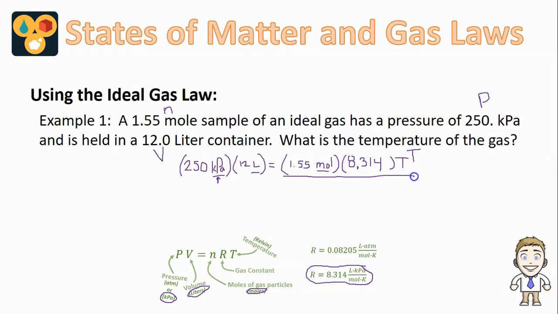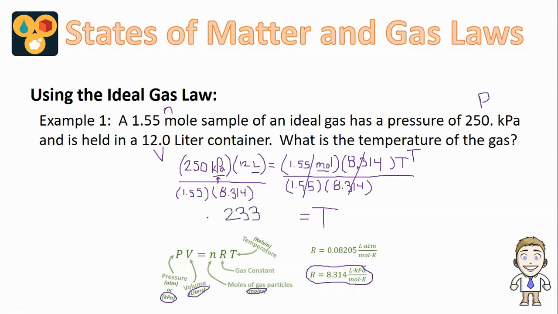I'm going to keep doing this all in one step and divide both sides by the 1.55 and the 8.314. Dividing both sides by those numbers will cancel them off here and here, leaving me with just T on one side of the equation, which is the entire point. Now all we have to do is plug in those numbers to my calculator and solve. If you do the math properly and then round off to a reasonable number, we get 233.